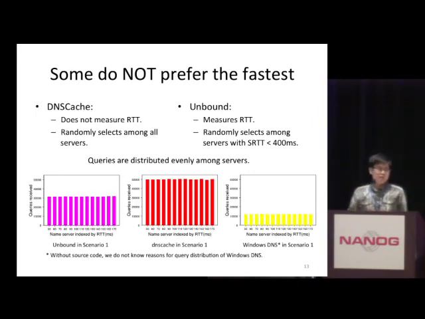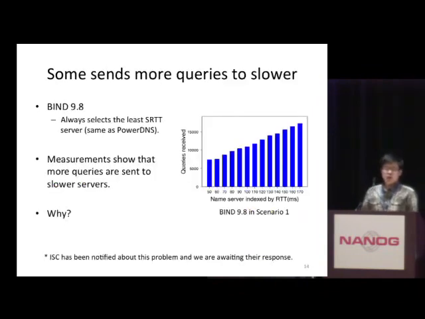And Unbound does measure the round-trip time of each name server, but it uses that as the upper bound for its name server selection. So for Unbound, it only selects those name servers with the round-trip time less than 400 milliseconds and distributes queries uniformly to these name servers. And for the Windows DNS, as we don't have its source code, we don't know the detailed reason for that. And the most weird result we found is the query distribution of BIND 9.8.